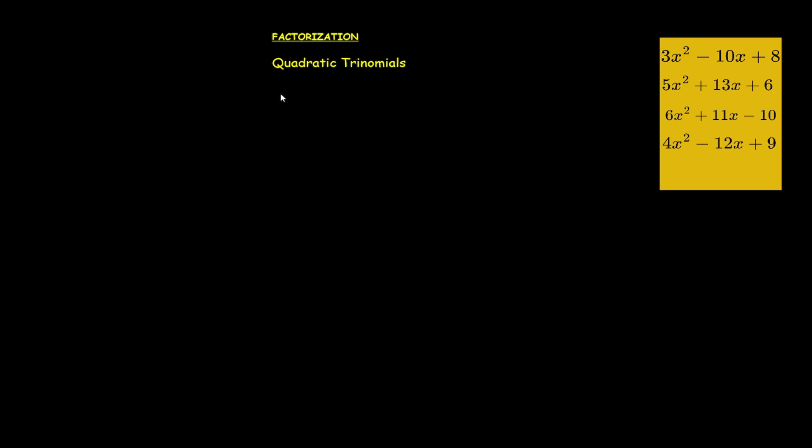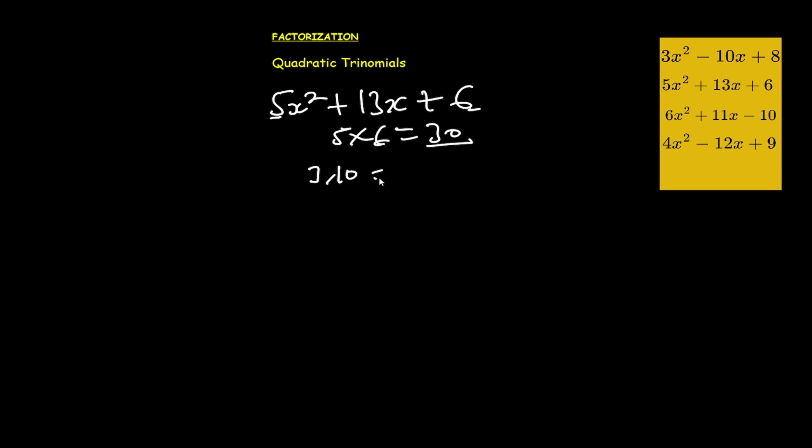Now the second one, we have 5x squared plus 13x plus 6. So let's go ahead and multiply the 5 and 6. So 5 times 6 will give us 30. So you can go ahead and list the factor pairs of 30 that multiply to give you 30, and also after adding you get 13. But for want of time, 3 times 10 will give you 30. 3 plus 10 will give you 13. So I think this will be the right one.